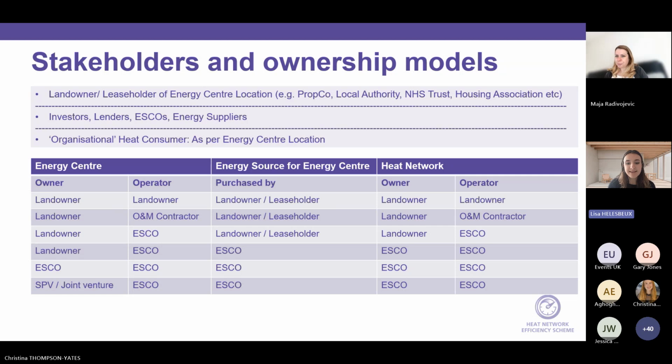One of the things that makes heat networks particularly complex, and I'm sure you are aware of that, is the variety of ownership models that we can have. As you can see on this slide, there is a range of stakeholders involved across the primary, secondary, and tertiary elements of a heat network. Today we have a number of ownership models that typically revolve around the landowner and leaseholder of the location of the energy center, which could be a local authority, an NHS trust, a housing association, and so on. You may also have involvement from investors, lenders, ESCOs, and energy suppliers.